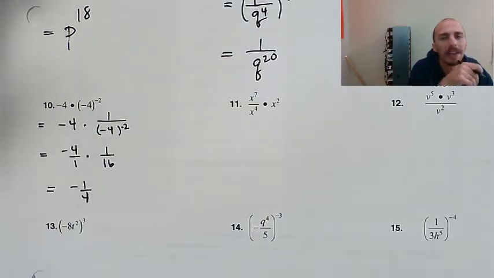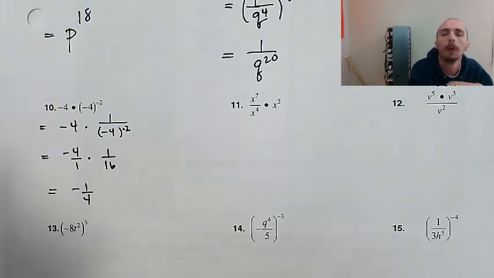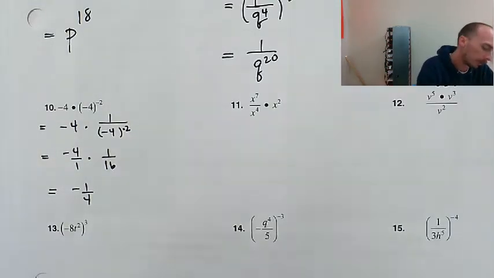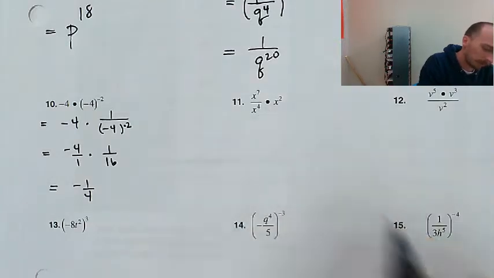But I'm sure there's others. If you think of a slicker way to explain this one than I just did, why don't you tell me about that tomorrow? That would be really nice. I'd appreciate that. Okay, so x to the 7 over x to the 4 times x to the 2.